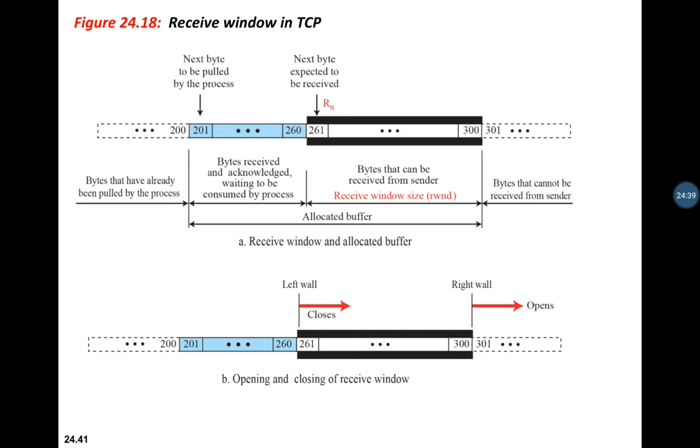So here, part of the buffer at the receiver is occupied by the bytes that have been received and acknowledged but are waiting to be pulled by the receiving process. Second, the difference between selective repeat and TCP is that here part of the buffer is occupied by bytes that have been received and acknowledged but waiting to be pulled. That was not in selective repeat. Also, acknowledgement in selective repeat is selective, defining the packets that have been received.